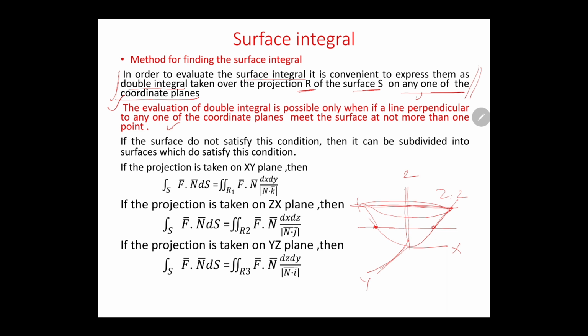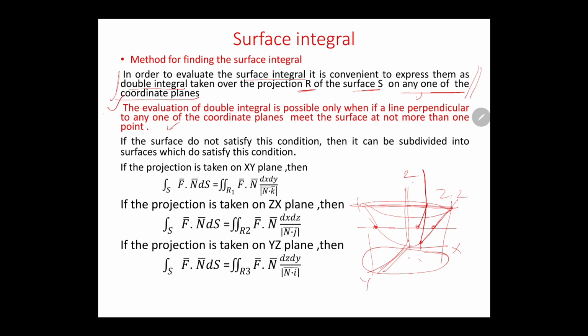Whereas if I take the xz plane, even then a line perpendicular to it cuts the surface at 2 points. Instead, if I take the xy plane and draw a line perpendicular to it, it cuts the paraboloid at only 1 point. Therefore, for such problems, the projection is to be taken on the xy plane.